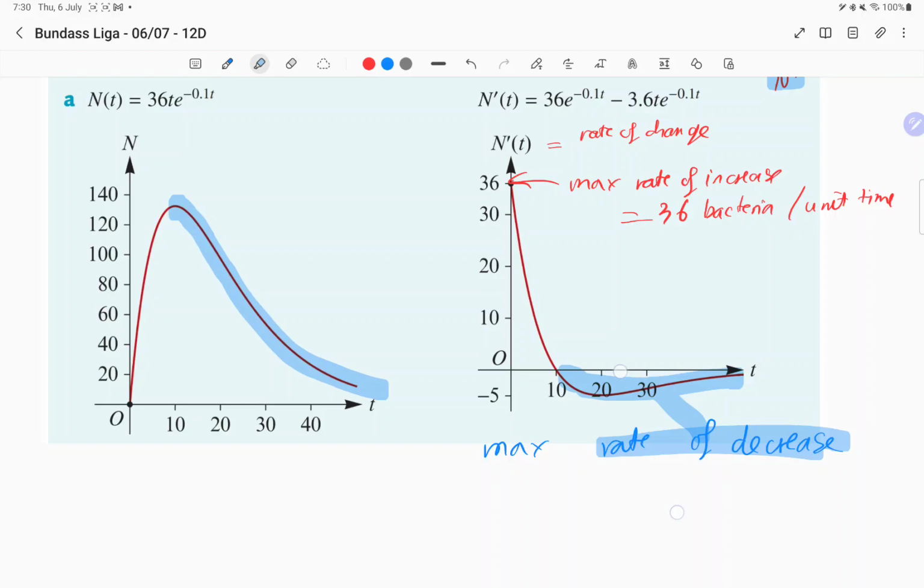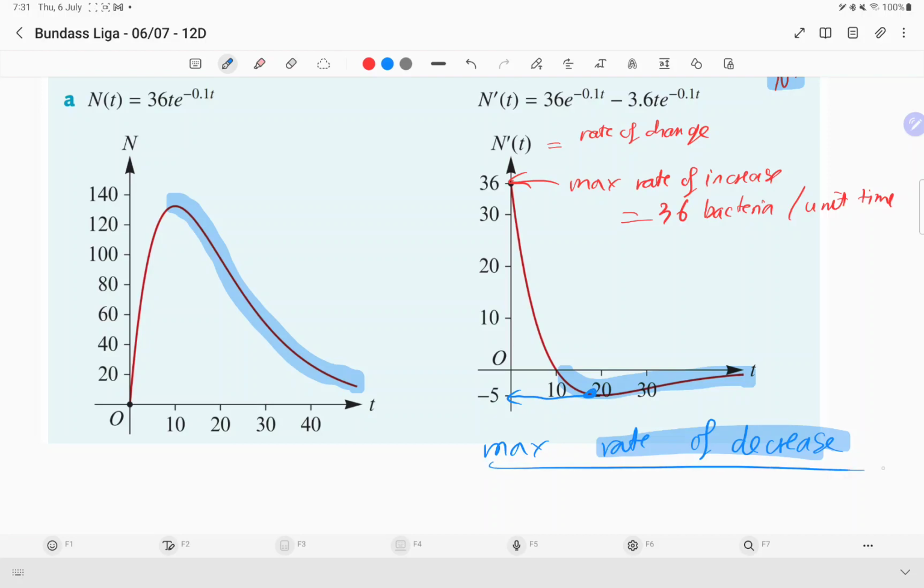So the highlighted section on the right hand side corresponds to the part where it's decreasing. Right? So the rate negative means the culture is decreasing in population. The maximum rate of decrease is when it's at the lowest point here, roughly around here. So this one would be the maximum rate of decrease. It's this one here. Does that make sense? Yeah. So this is very important.